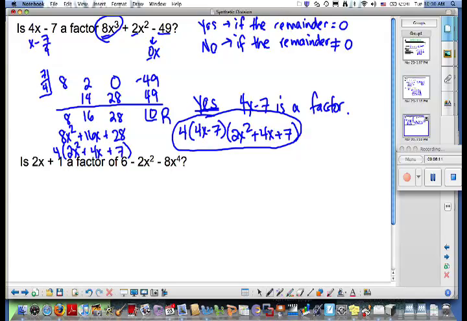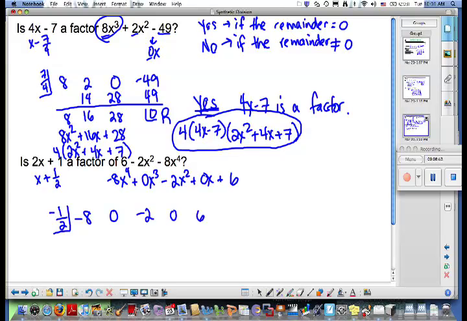And our last example, is 2x plus 1 a factor? We need to change that to x plus 1/2, so we know that negative 1/2 goes in our box. Now, 6 minus 2x squared minus 8x to the 4th is not in standard form. So I'm going to rearrange that. We have negative 8x to the 4th. There's no x cubed term. Minus 2x squared. There's no x term. Plus 6. So our coefficients, negative 8, 0, negative 2, 0, and 6.